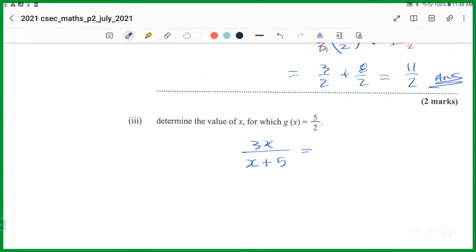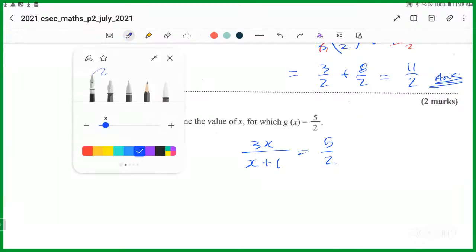And they say x plus 1 is equal to 5 over 2. That's what we're solving. So if you have this equation to solve for x, determine the value of x. The g of x part is this, and now equal to 5 over 2. So it's an example where we can cross multiply.